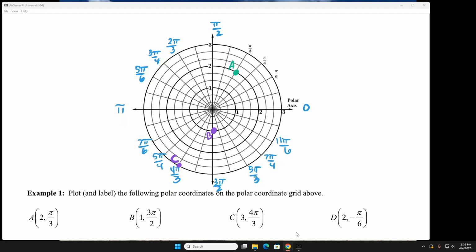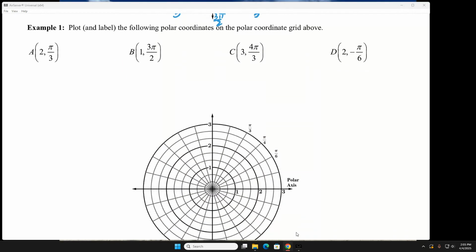All right, D gets a little more complicated. This is pretty straightforward until you start having negative coordinates. On D, we still have positive 2, so we're going to use the circle 2, but we're going to rotate negative pi over 6. Normally we would rotate this way to get to pi over 6, but since it's a negative angle, we're going to rotate this way. So that's going to be point D. All right.